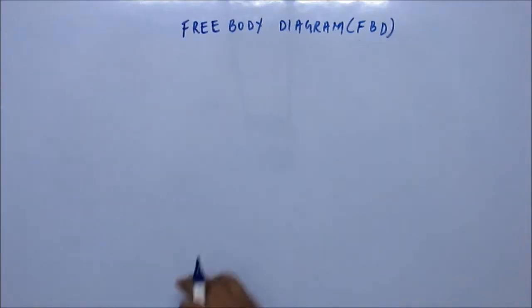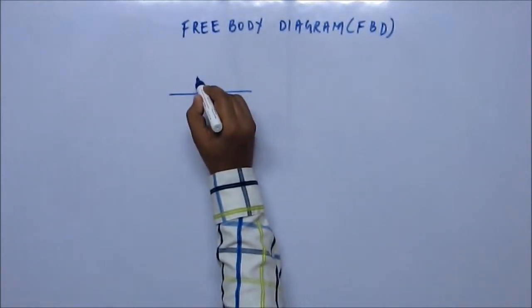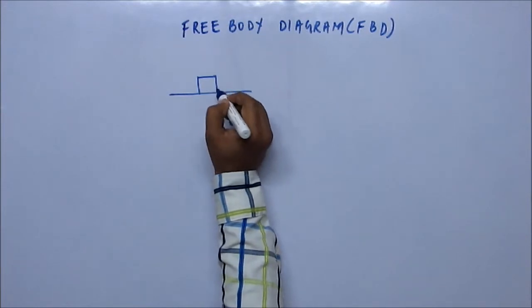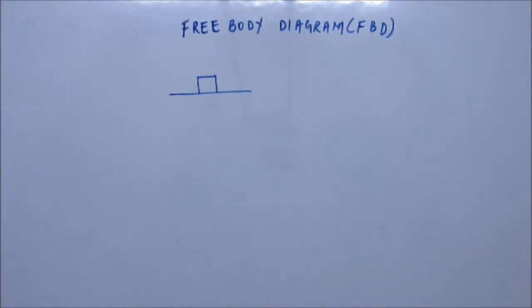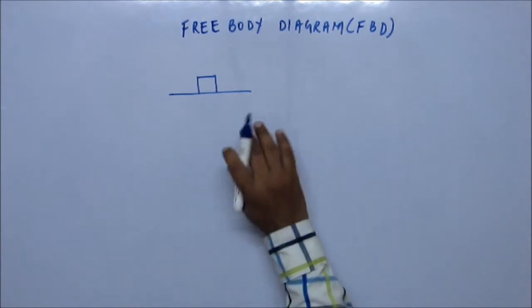Free body diagram means we free a body from the rest of the thing. We isolate the body from the rest of the system and we look at the forces which are acting on that body. That diagram, in which we draw the force vectors on a body, is called a free body diagram. Now let's start with the simplest possible situation.